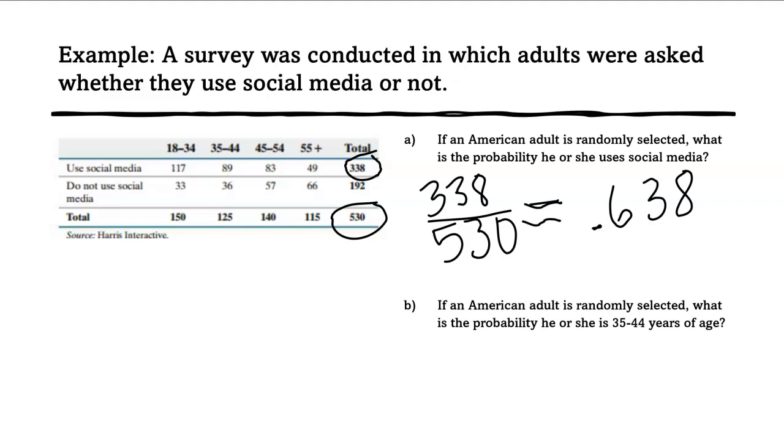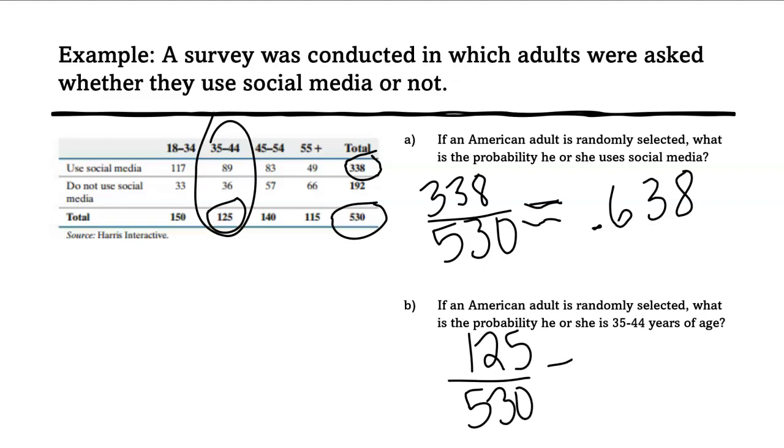The next question says, if an American adult is randomly selected, what is the probability he or she is between the ages of 35 and 44? So here in this column, these are our 35 to 44-year-olds. There are 125 of them. So we would do 125 divided by the total number surveyed, which is 530. 125 divided by 530 is 0.236. So that will be the probability for that portion right there.